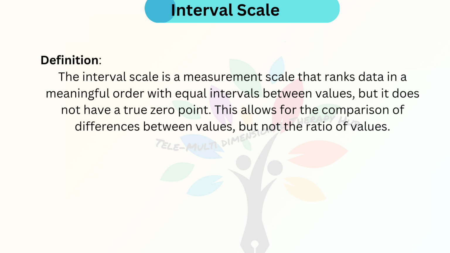The interval scale is a measurement scale that ranks data in a meaningful order with equal intervals between values, but it doesn't have a true 0 point. This allows for the comparison of differences between values but not the ratio of values. In simple words, an interval scale organizes data in a rank order, but the gaps between the values are equal and consistent. It's not like the ordinal one, the gaps have an equal value. However, it doesn't have a true 0. That means 0 doesn't mean nothing. There is some value at 0.